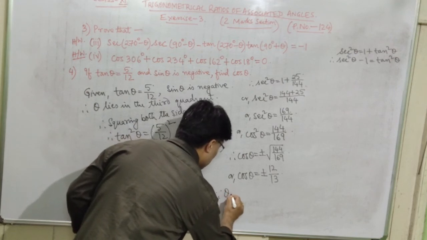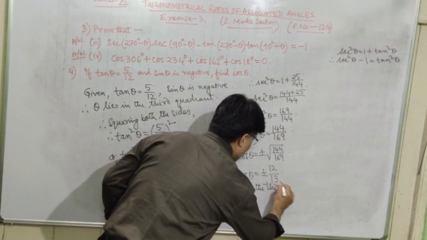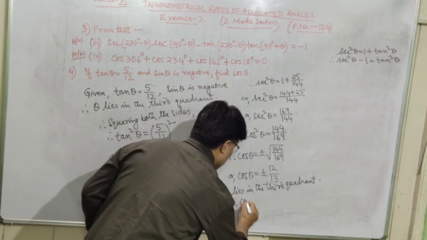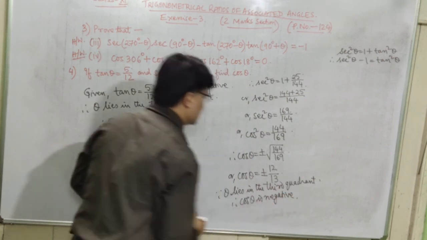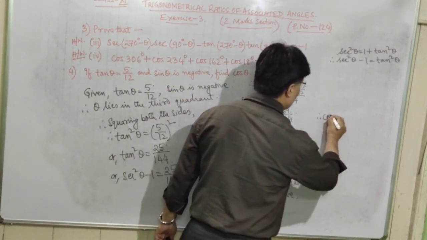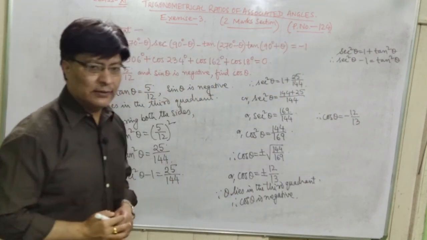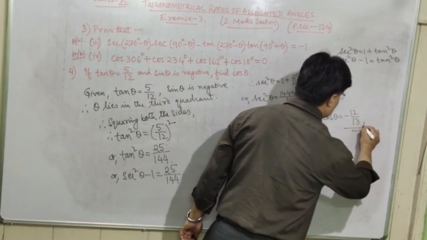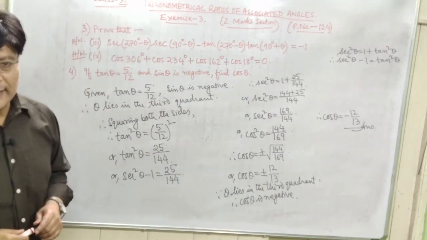So since theta lies in the third quadrant, therefore cos theta is negative. Okay, so what is the correct value for cos theta? Therefore cos theta is equal to minus 12 by 13. So what is the value for cos theta? It is minus 12 by 13. So this is the final answer. We have got the value for cos theta, which is equal to minus 12 by 13.